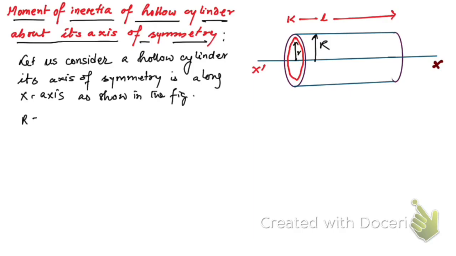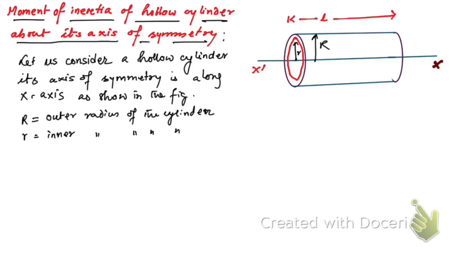So let me take capital R as the outer radius of the cylinder and small r be the inner radius of the cylinder. Okay, so let me consider that way.